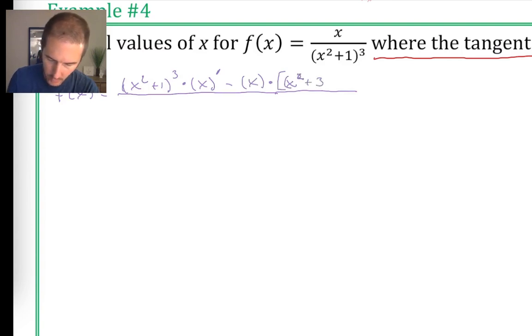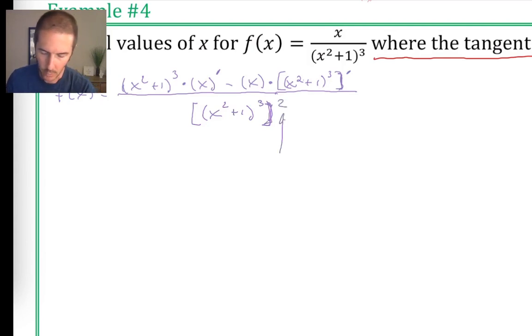make sure that looks like a square there, oh, I'm mixing my numbers here, sorry, x squared plus 1 to the third, and then we're going to take the derivative of that. So that's low d high minus high d low all over low squared, which is x squared plus 1 to the third squared. That's low low, or low squared.